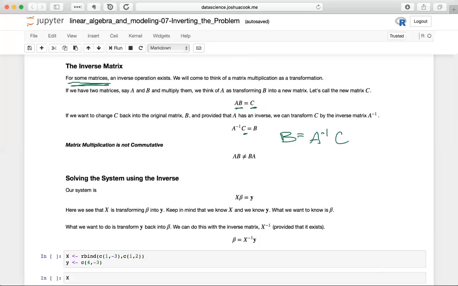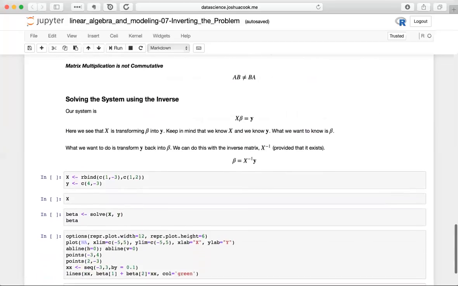Now, one other thing that's important to note is that matrix multiplication is not commutative. Everything we've seen so far has been commutative, but matrix multiplication is not. So the matrix A times the matrix B is not equal to the matrix B times the matrix A. There could be some cases where it would be true, but in general, it is not true.